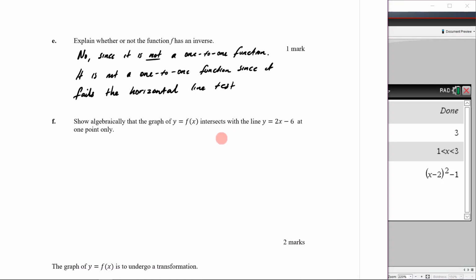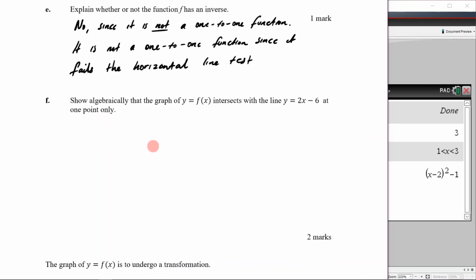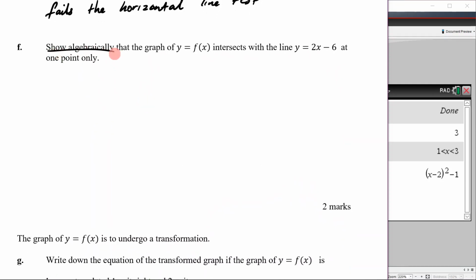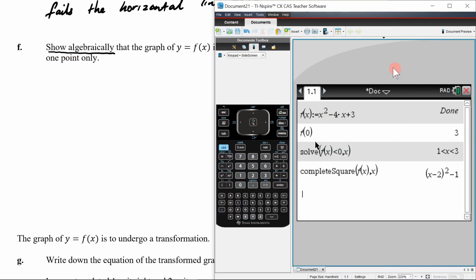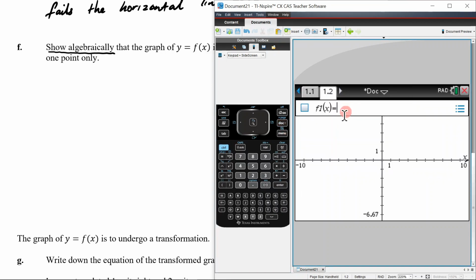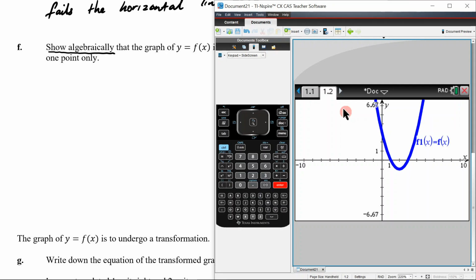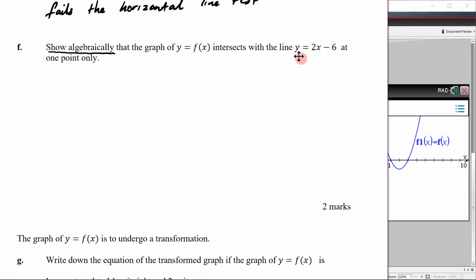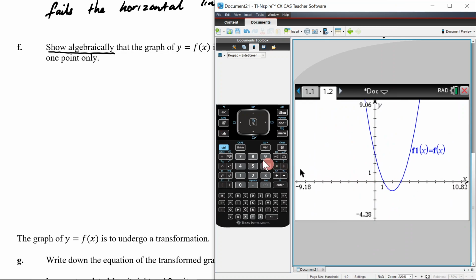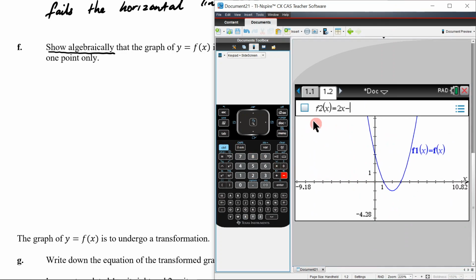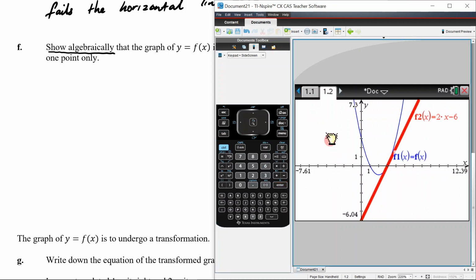Next it says, for part F, show algebraically that the graph of y equals f of x intersects the line y equals 2x minus 6 at one point only. Okay, the most important line here is it says show algebraically. So we could easily do this on the CAS, and let's do it on the CAS just to start ourselves off, so we can kind of situate ourselves a bit. Let's go control, doc, let's go add graph, let's graph f of x, and then remember you hit tab and we can graph 2x minus 6, enter. And as you can clearly see, it only intersects it once.